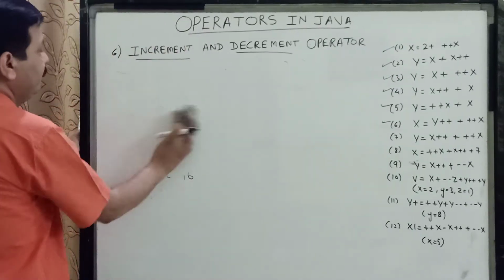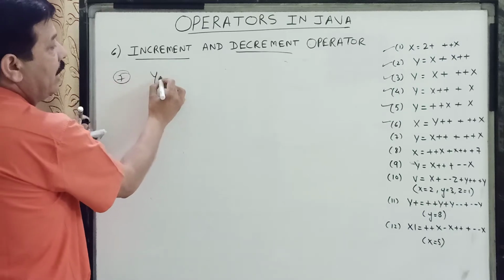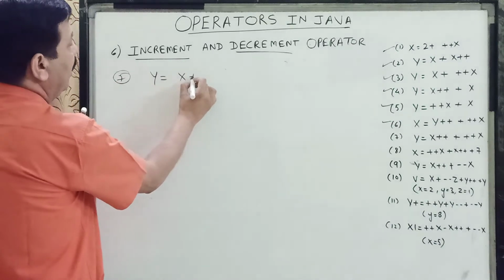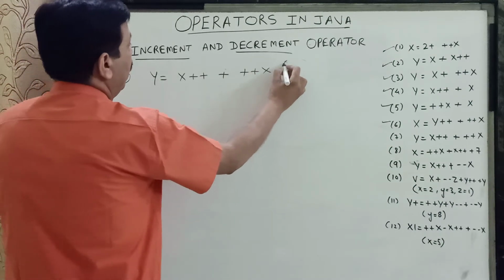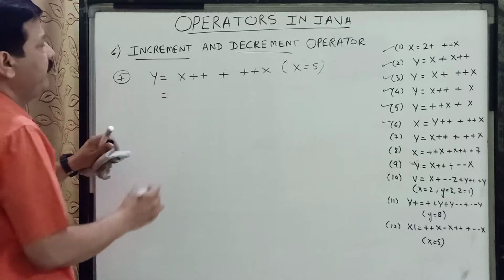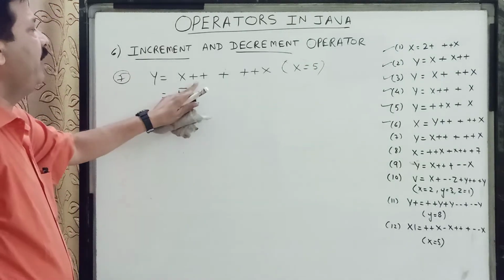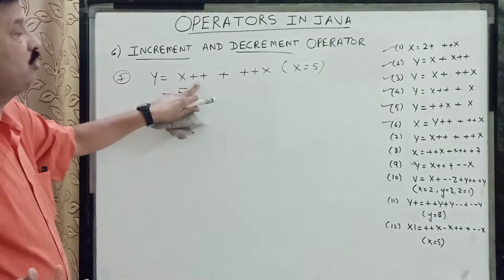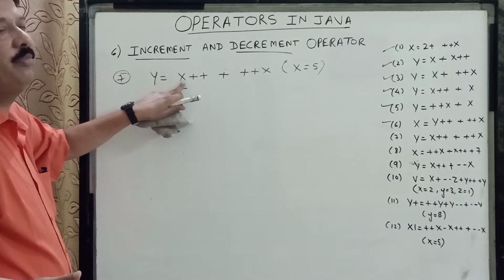The seventh one says y is equal to x plus x. Now children, I take the value of x as 5. Since it is a post expression, I will write 5. But now its value is increased to 6. So after using this value, the value of x becomes 6.